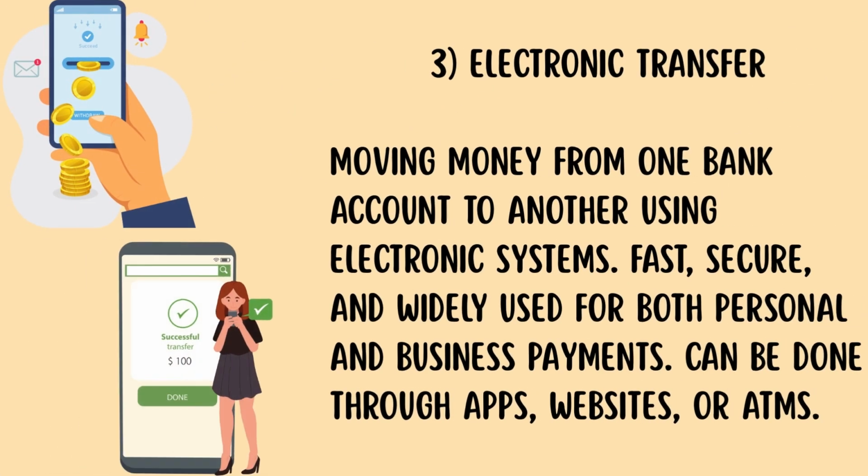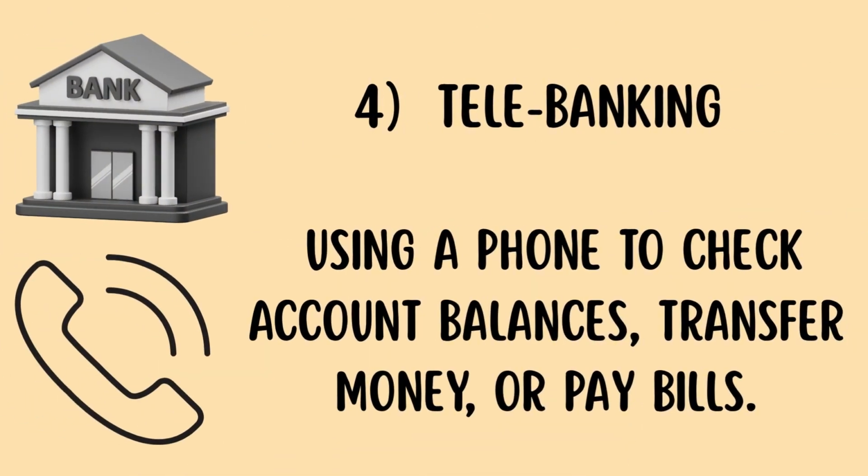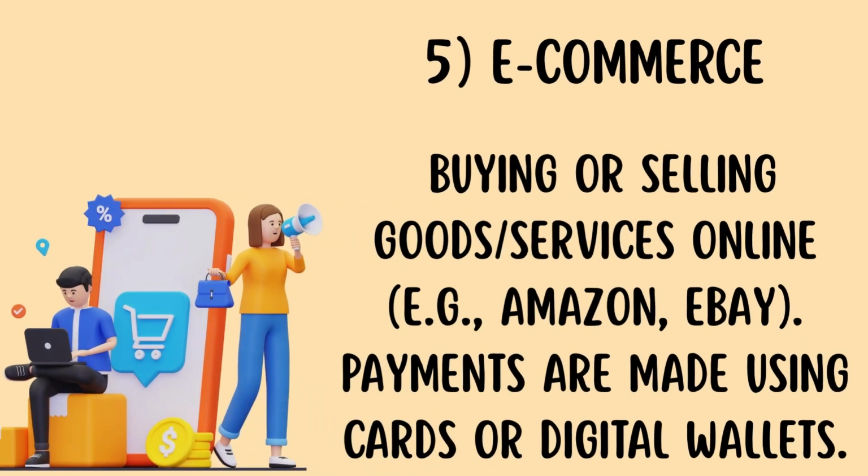3. Electronic transfer. This is moving money from one bank account to another using electronic systems. Fast, secure, and widely used for both personal and business payments. Can be done through apps, websites, or ATMs. 4. Telebanking. Using a phone to check account balances, transfer money, or pay bills. 5. E-commerce. Buying or selling goods and services online, e.g., Amazon, eBay. Payments are made using cards or digital wallets.